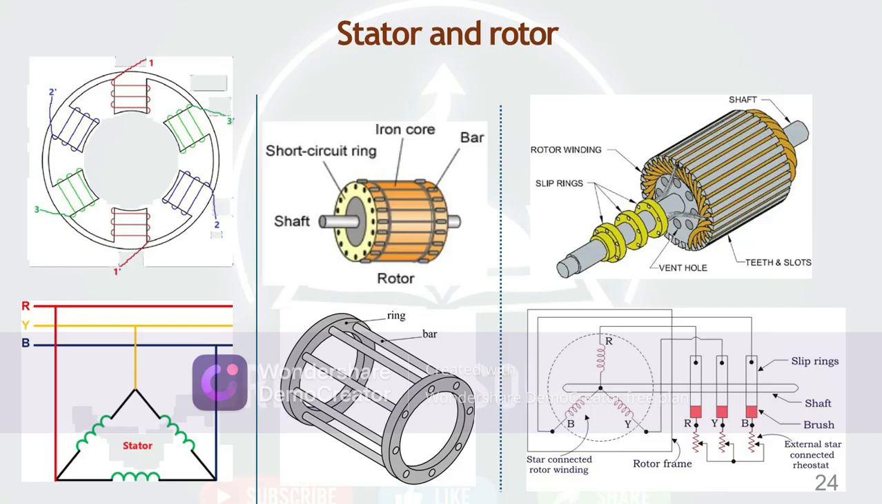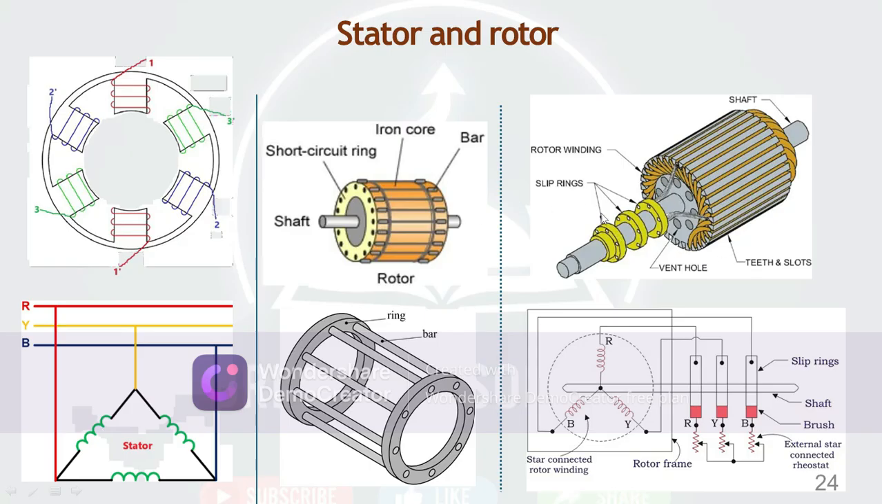Let us see that. There is a stator and rotor in the three-phase machine. There are three phases R, Y, B. We consider this the stator part, and the stator winding is connected in delta. This is the core. This is the rotor part, the shaft, and the short circuited rotor. These are the rotor bars, which are short circuited. The shaft is there, the whole assembly like this.